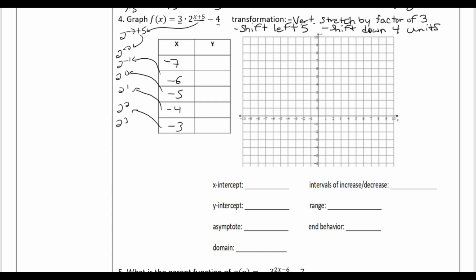So now if we plug it in, I'll show you over here. Let's do negative 7. We got 3 times 2 to the negative 7 plus 5, and then minus 4. So we have 3 times 2 to the negative 2 minus 4. Again, that's 3 times 1 over 4 minus 4, which is 3 over 4 minus 4. So 3 over 4 is 0.75 on the calculator, and if you subtract those, you get negative 3.25. I'm going to write it as a decimal just for ease of use here.